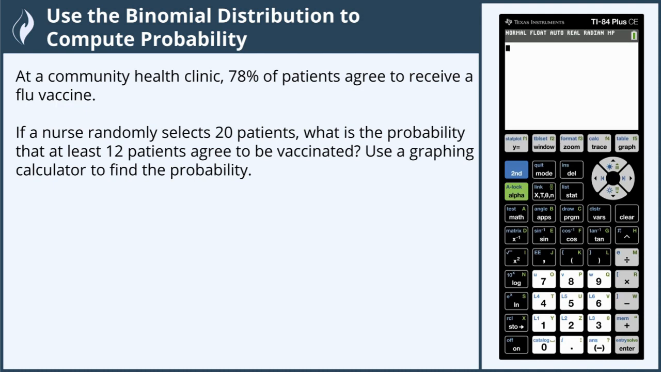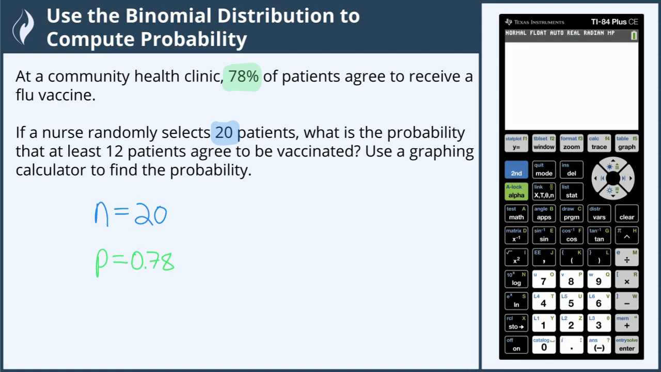Let's start by noticing that there are 20 patients that we are studying, so our n, or number of trials, is 20. We also can go ahead and identify our probability for one patient at a time is 78%, so p is equal to 0.78.